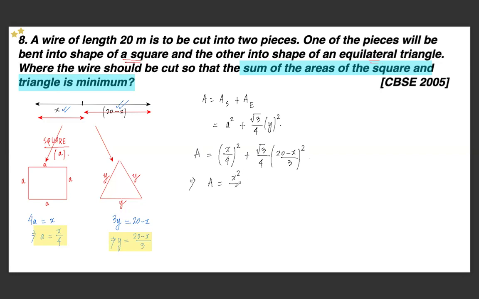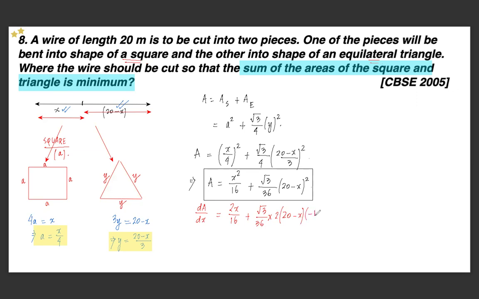Capital A is equal to x square by 16 plus √3 by, this 3 3s are 9, 4 9s are 36, in bracket 20 minus x whole square. Now this equation can be boxed. On this equation we will apply the double derivative test to get the value of x. So if I start, this is dA by dx. X square by 16 becomes 2x by 16. √3 by 36 remains as such. On differentiating, 2 into 20 minus x into minus 1, don't forget, as per chain rule.